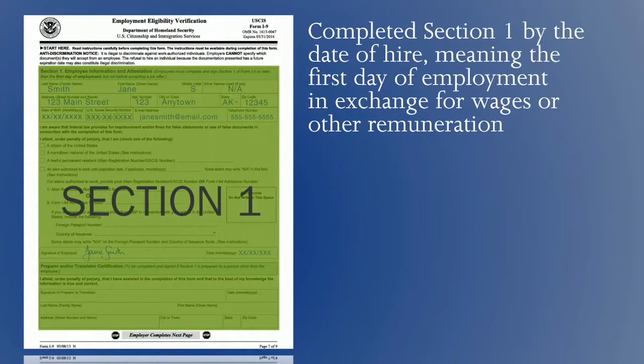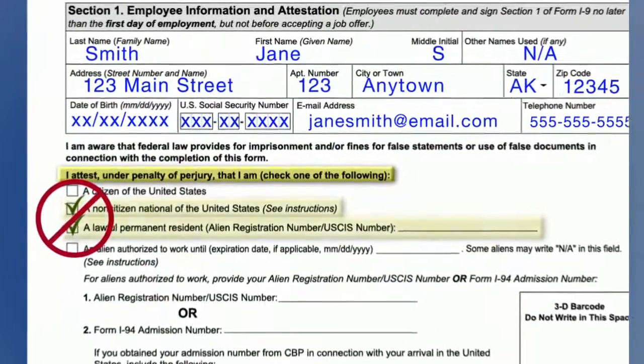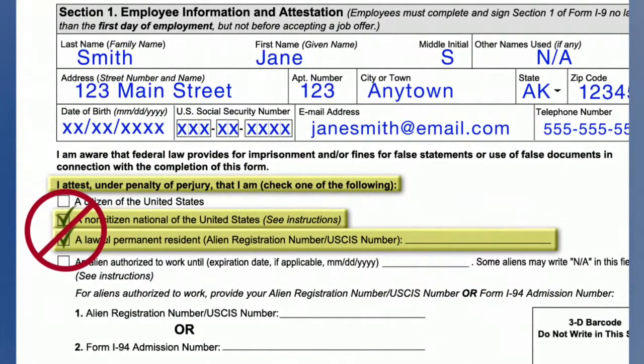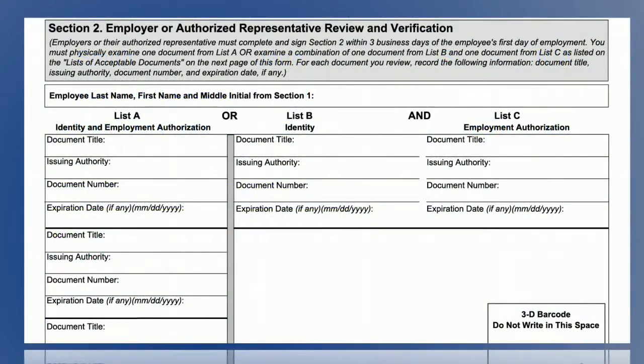Completed Section 1 by the date of hire, meaning the first day of employment in exchange for wages or other remuneration. Did not check multiple boxes attesting to more than one work authorized status. And finally, please remember that it is absolutely essential to ensure that the employee's name is entered at the top of the page that contains Sections 2 and 3 of the Form I-9.